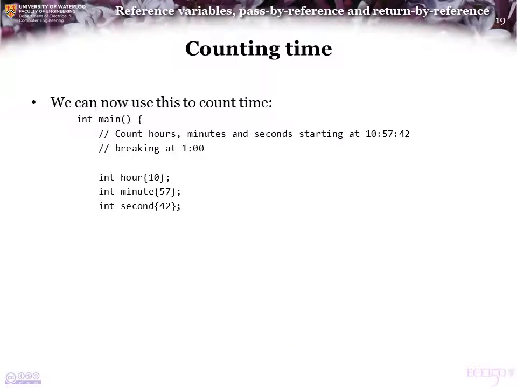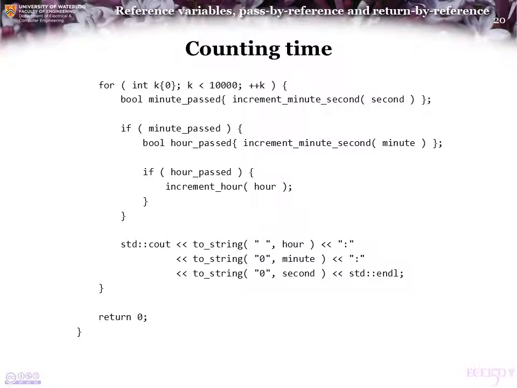Let's now use this to count time. So as before, we have three local variables, hours, minutes, and seconds, with their appropriate initial values. However, now this for loop looks a lot cleaner than the previous for loop, where we did all of the necessary work inside the program or inside the main function. Here instead, all of the work is done by functions that have appropriate names.